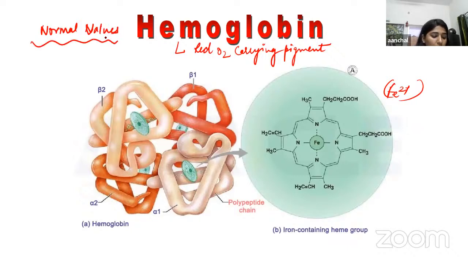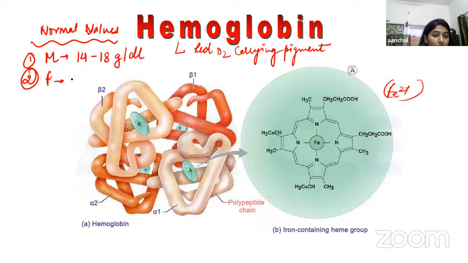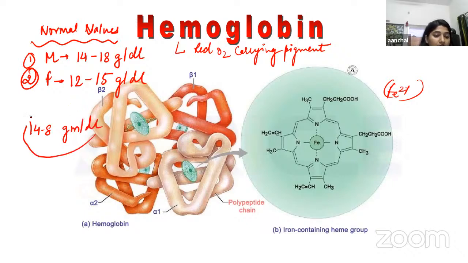As we already know, the normal value differs in male and in female. In male, the normal range of hemoglobin lies between 14 to 18 gram per deciliter, and in female, it ranges from 12 to 15 gram per deciliter, right? And clinically, 14.8 gram per deciliter hemoglobin is considered as 100% hemoglobin, right? So this is about the normal range present in male and female.